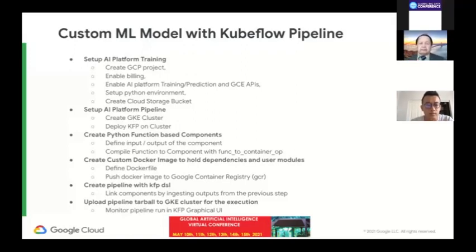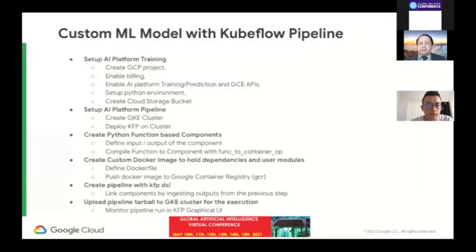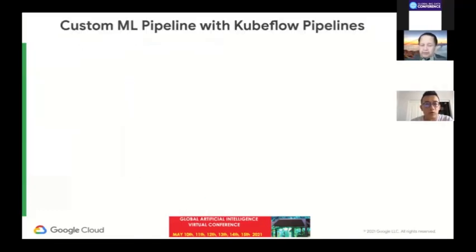And the following is creating the pipeline with KFP DSL, and the final step is uploading the pipeline into a GCP Kubernetes cluster, and we will demonstrate the UI and go through how you run experiments with your pipeline.